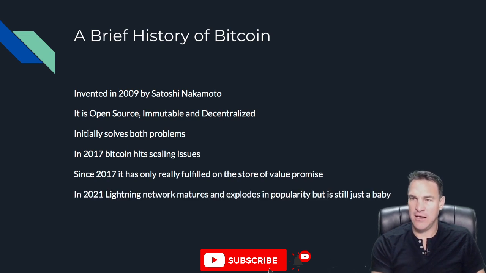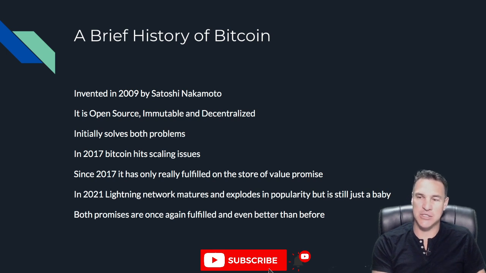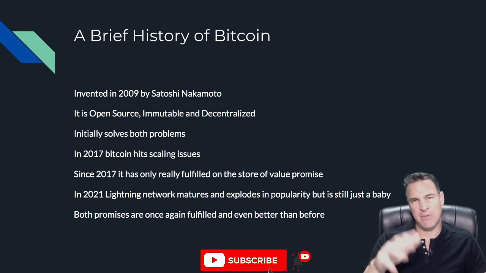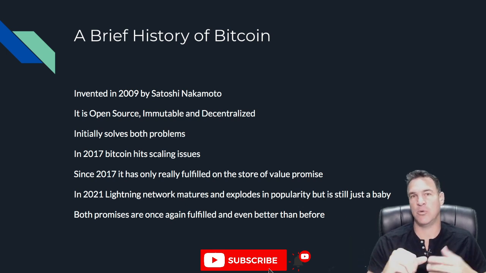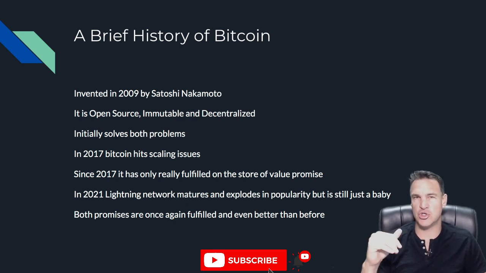We touched on that. And in 2021, the Lightning Network matures and explodes in popularity, but it is still just a baby. But it is growing exponentially, and that's something really, really exciting to understand from that perspective. And now both promises are once again fulfilled, and they're even better than before. So before, with Bitcoin, the transactions used to be free, and you'd have to wait about 10 minutes, sometimes between 10 minutes and an hour for final confirmation that your transaction went through. And there were kind of minimums to it as well. It didn't make sense to do it for too small a sum.